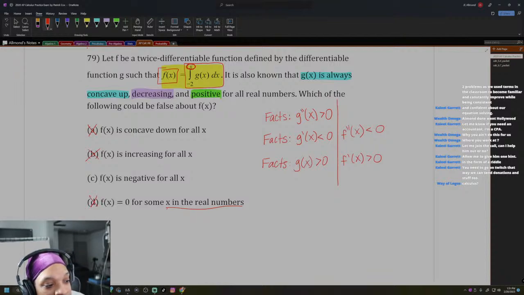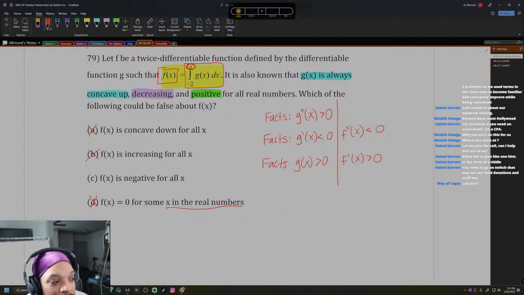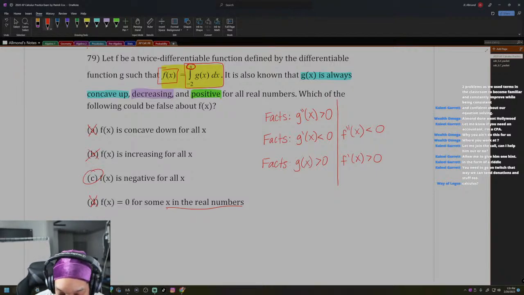But somebody else said that if g is concave up and positive, then if it starts at negative 2 and it's positive, then at some point it has to cross 0. So that was kind of another way you can think of it. And because of process of elimination, you can pick C.